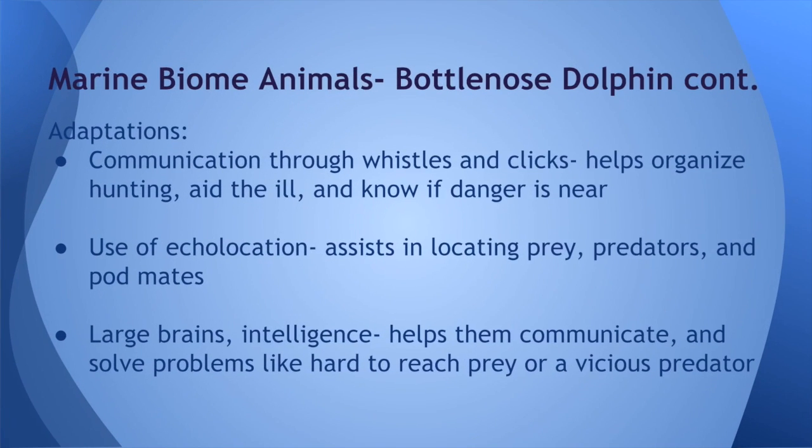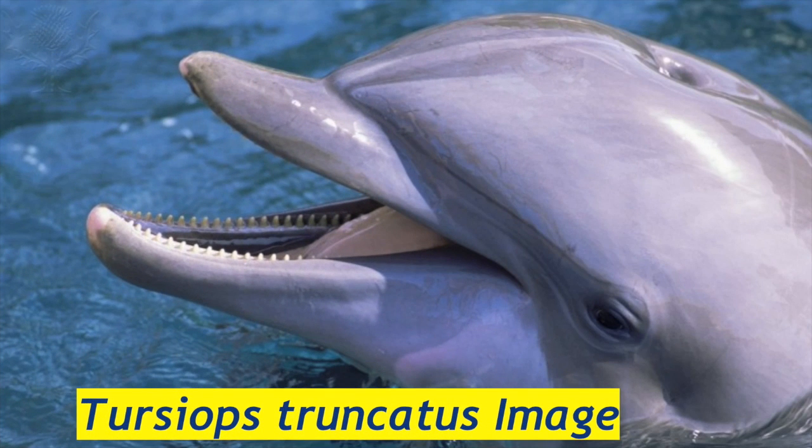The adaptations of the bottlenose dolphin are that they communicate through whistles and clicks, and that helps them to organize hunting, aid any ill members of the pod, and know if any predator or danger is near them. They use echolocation, which assists them in locating prey, predators, and other pod mates. They have large brains, which means that they are intelligent, and this intelligence helps them to communicate and solve problems like hard-to-reach prey or a vicious predator. This is an image of Tursiops truncatus, otherwise known as the bottlenose dolphin.